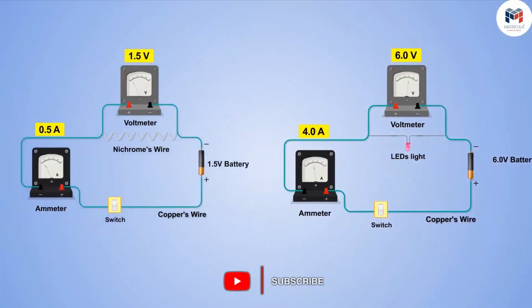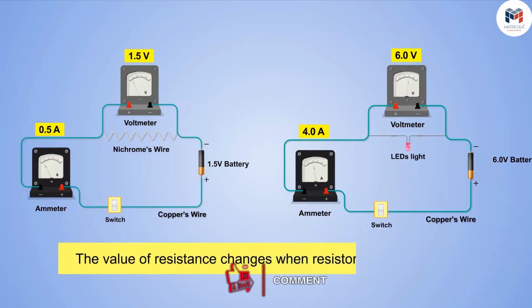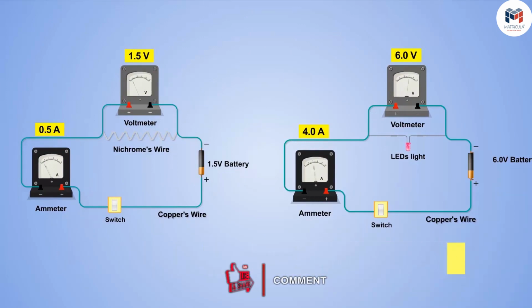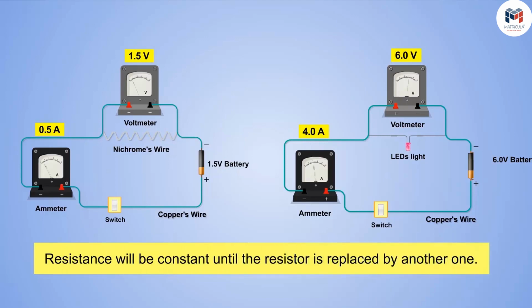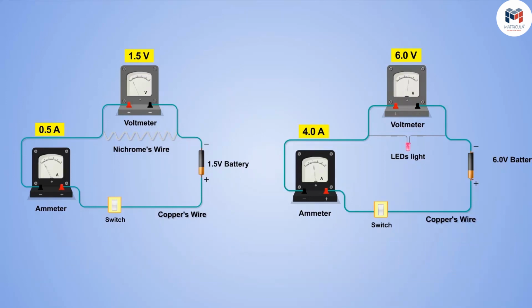So through both these activities, we can say that the value of resistance changes when the resistor gets changed. So it would be fair to say that the resistance will be constant until the resistor is replaced by another one. Besides the material and physical appearance of the resistor, resistance depends on other factors as well. We'll understand those factors in our next video.